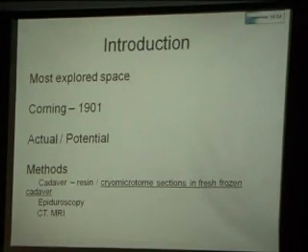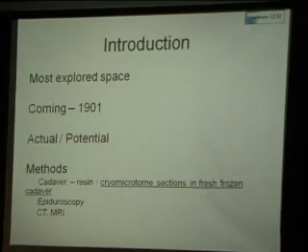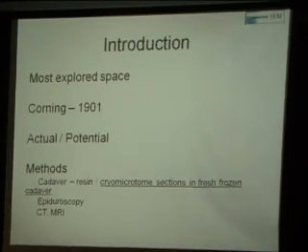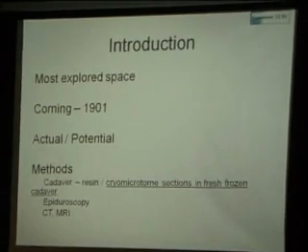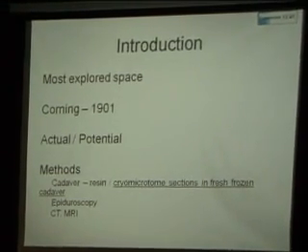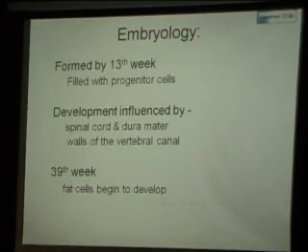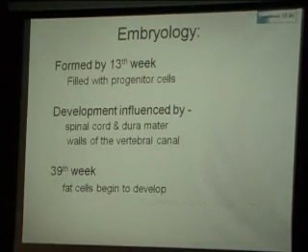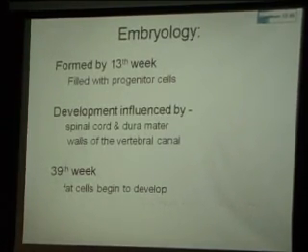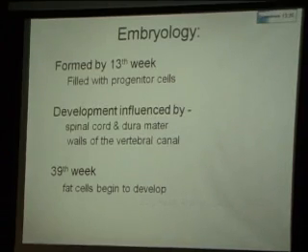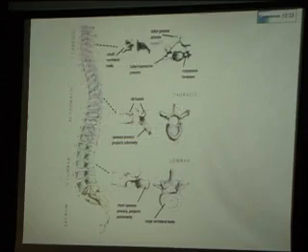Ever since it was described by Corning in 1901, it is not actually an actual space. It is more like a potential space, just like the pleural space, where you can open and reopen it frequently without causing any damage by injecting fluid into it. The current method to study this space is cryomicrotome sections in fresh frozen cadavers. In intrauterine life, it starts getting formed by the 13th week, and by the 39th week there are fat cells which begin to develop to occupy this space.